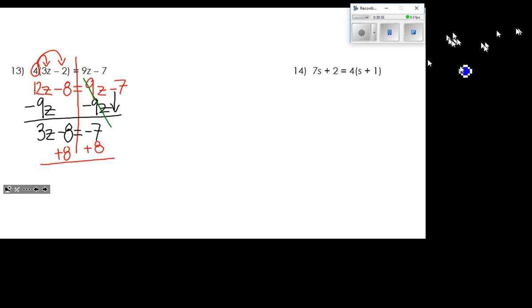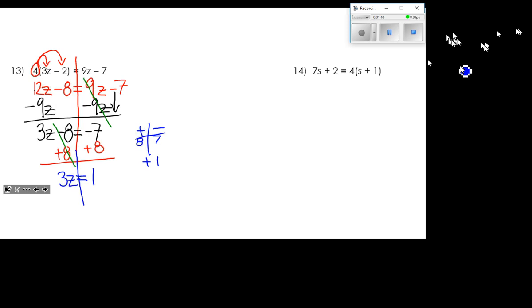I've done something to both sides, so I can cancel and bring down what is left to solve the problem. 3z equals, extend the equals line, 3z equals, and I'm going to do a t-chart for this: -7, negative side, +8, positive side. I see that the positives are winning by 1. So 3z equals 1.